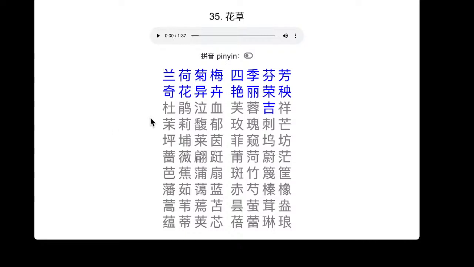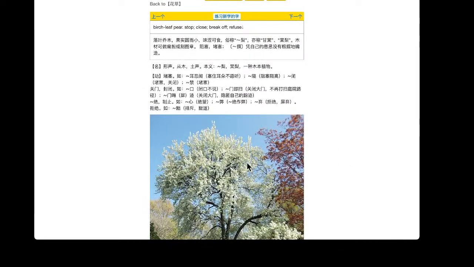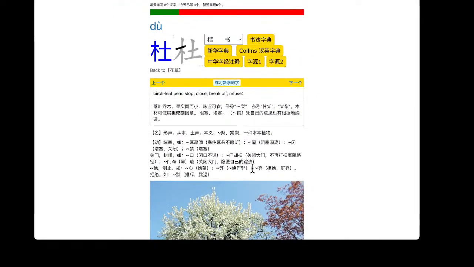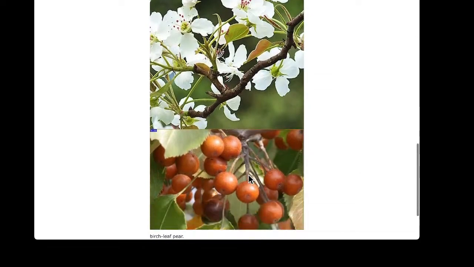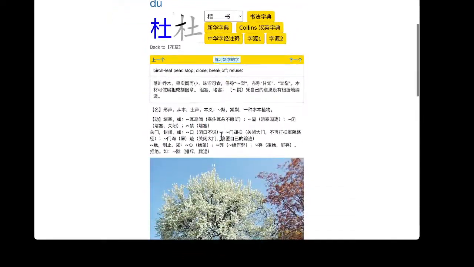So today's first character is 杜. First of all, it refers to a plant, to a tree. It looks like this. Birch leaf pear, and that's this. And that's the fruit, right? And this thing is called 杜梨. 杜梨, it's right here.